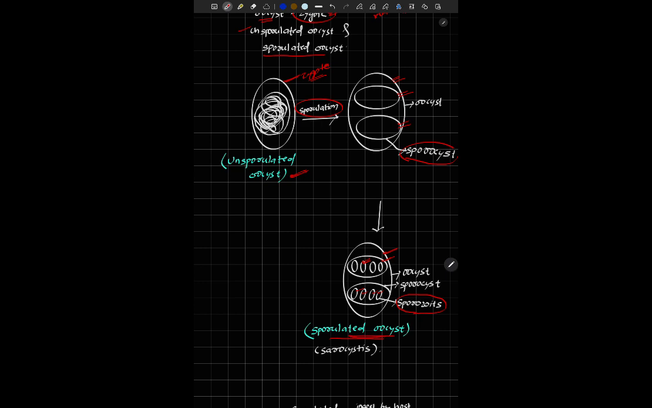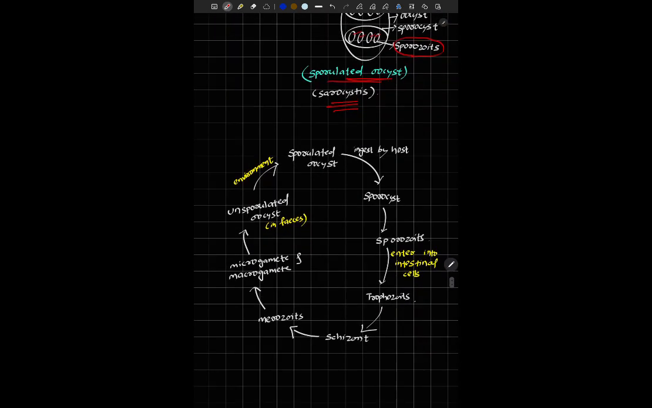Normally, in most of the species or families, the unsporulated oocyst comes out in the faeces. After contact with the environment, it will develop into a sporulated oocyst, except in one family, that is Sarcocystis. So now we will go to the life cycle.